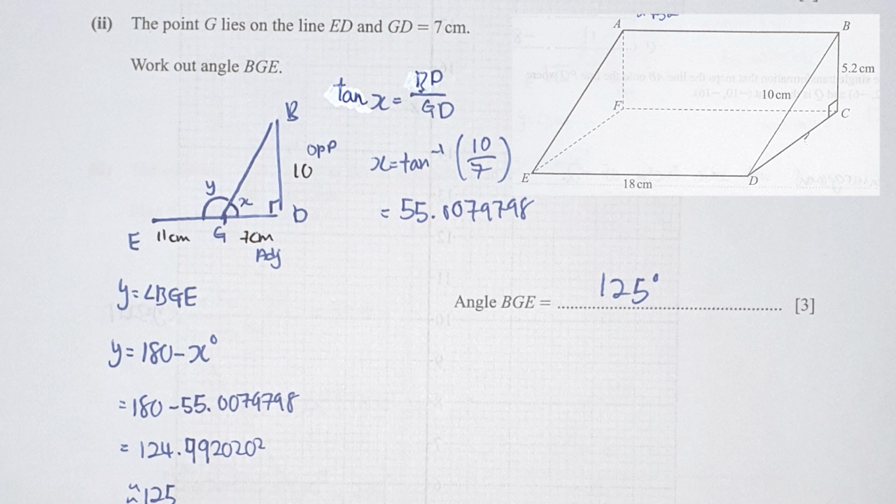Question 2, work out the angle BGE, and GD was given as 7 cm. So I illustrated the slant side of this triangular shape over there. I first identify angle X using tangent inverse. It is 55.0079798. So the Y value will actually be 180 minus the result. After correcting your final answer to 3 significant figures, it should be 125.